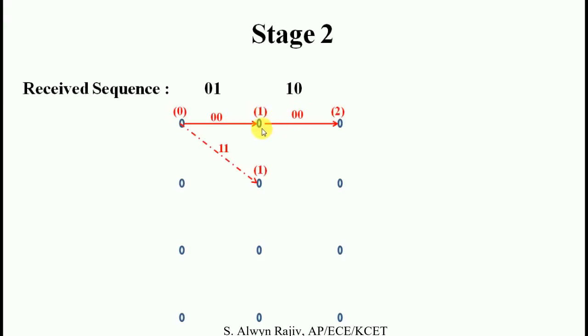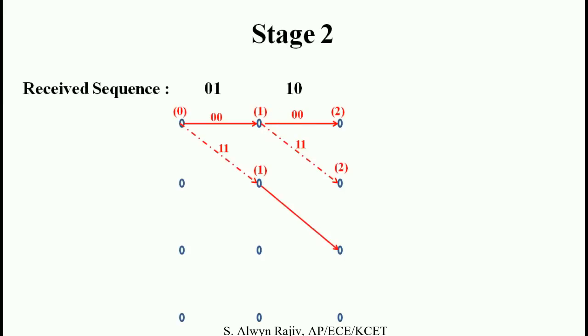Similarly, next the input becomes 1, shown as the dotted line. The code word becomes 1, 1. We find the metric value. The Hamming distance between the two code words is 1. 1 plus 1, the value becomes 2. Next, this is the state part.